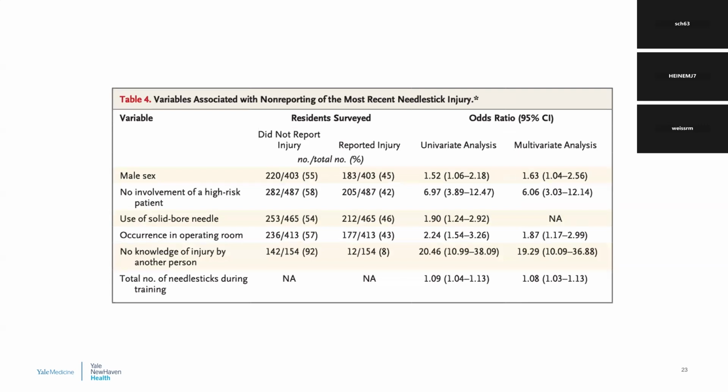Who doesn't report? Men don't report. So this was found to be 1.6 times more likely to not report if you're a man. If there was no involvement of a high-risk patient, you were 6 times more likely not to report. If it occurred in the operating room, you were more likely not to report. And then by far the most common variable associated with not reporting, you were 20 times more likely not to report if nobody else knew about it. So this is what we're up against.